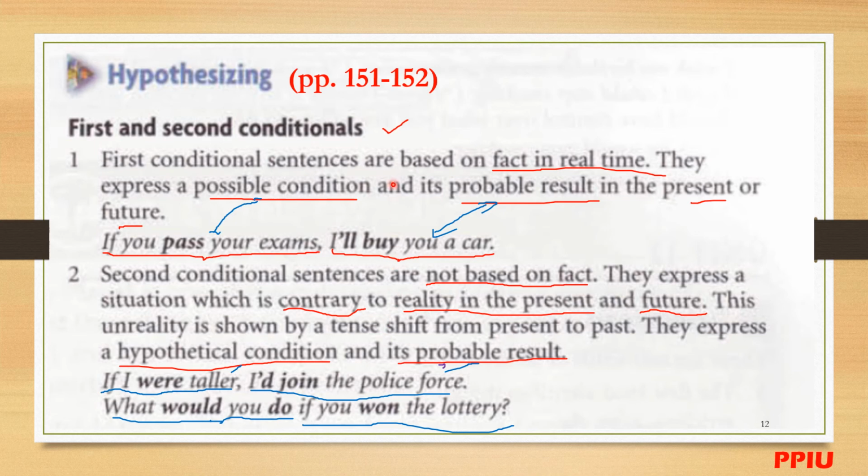Okay, so that's it. It's just about the first and the second conditional clauses in here, right? The first one talks about facts in real time. The other one is not based on fact. It's contrary to reality in the present or in the future. That's the difference between the first conditional clause and the second conditional clause. I hope that you have some questions. You can ask and discuss later. Let's just move to the next one.